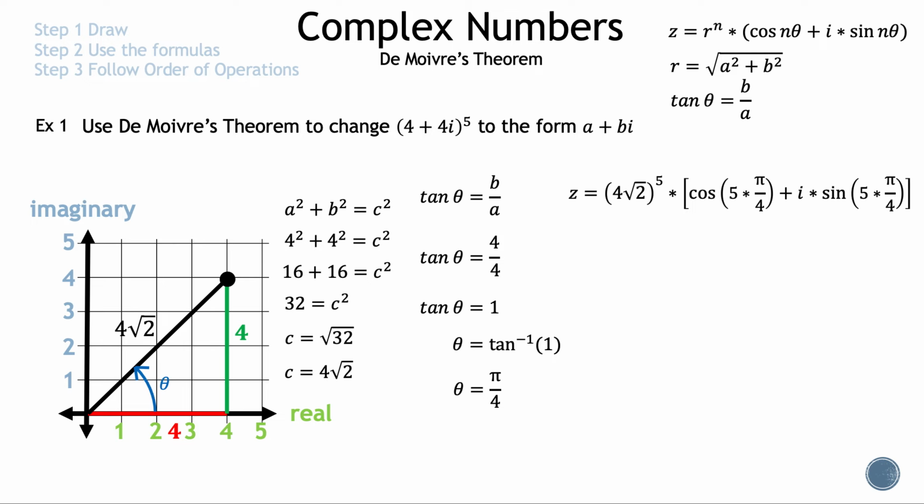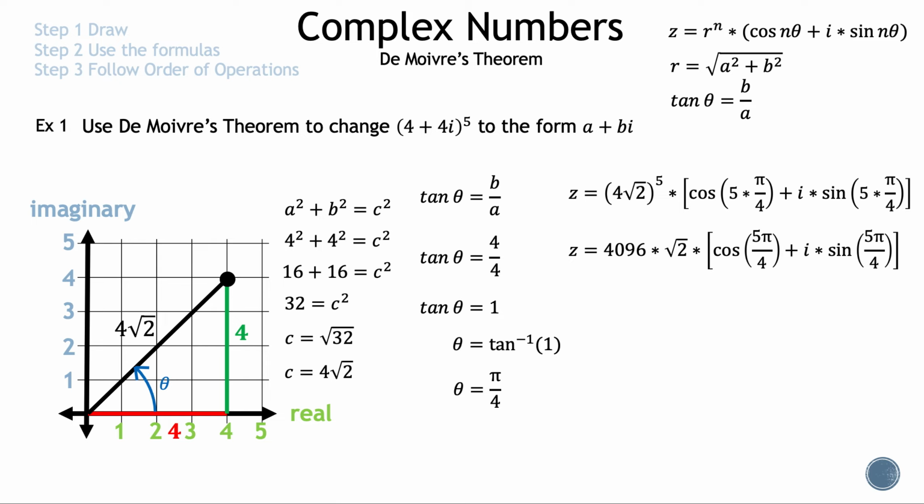So now we have z is equal to the quantity of 4 square root of 2 raised to the 5th power times the quantity of cosine of 5 times pi over 4 plus i times sine of 5 times pi over 4. Let's simplify a little bit. So the quantity of 4 square root of 2 raised to the 5th power is 4096 times square root of 2, and 5 times pi over 4 is 5 pi over 4.